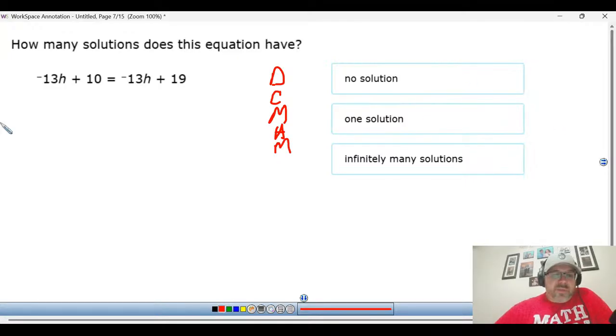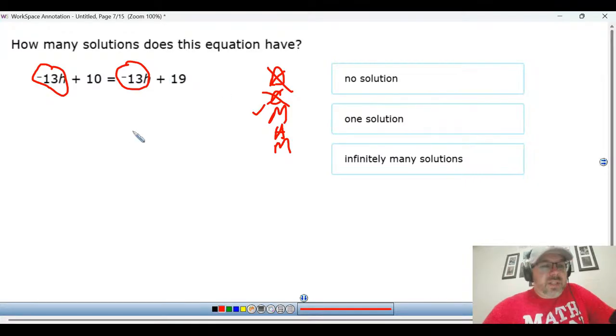All right, so the first step we're going to do, there's no distribution to be done, so we can't do that. Combining like terms, can't do that. But moving the variable, we are going to do that. So let's look at the variables here. We got negative 13h and negative 13h. So with this, because they're both the same, we'd have to add 13h to both sides.